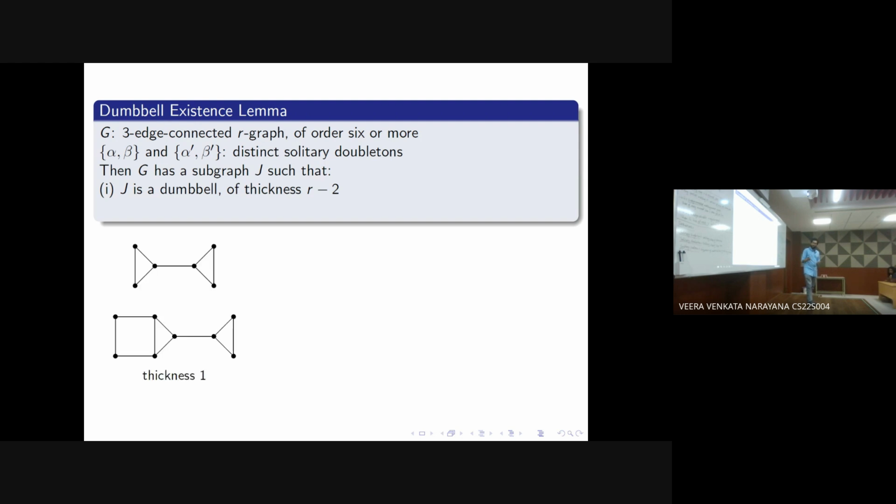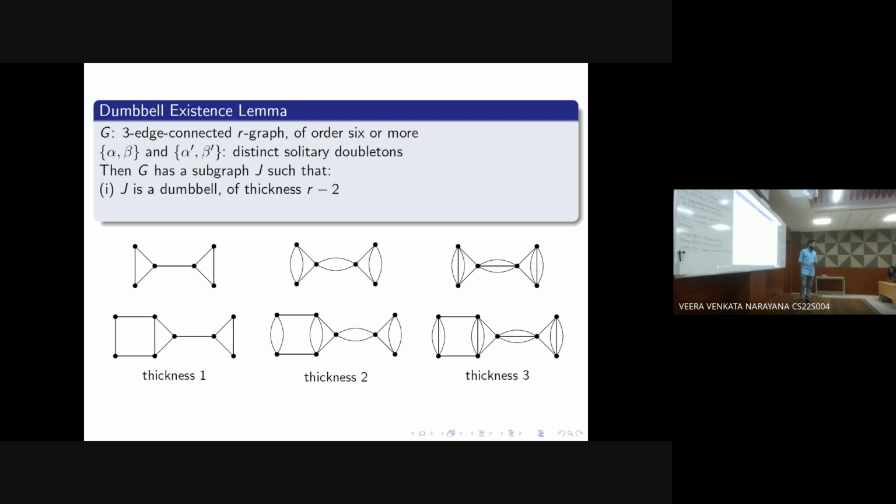What is a dumbbell? So this is a dumbbell and this is also a dumbbell of thickness 1. These are the dumbbells with thickness 2. These are the dumbbells with thickness 3. And furthermore, alpha, beta, alpha prime, beta prime are the only unmatchable edges of this dumbbell. That means if you take any edge other than these 4 edges, it belongs to at least one perfect matching. These 4 edges are the only unmatchable edges. That means there is no perfect matching containing any one of these 4 edges in this dumbbell, not in the whole graph.